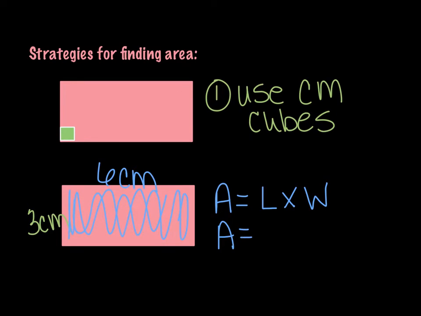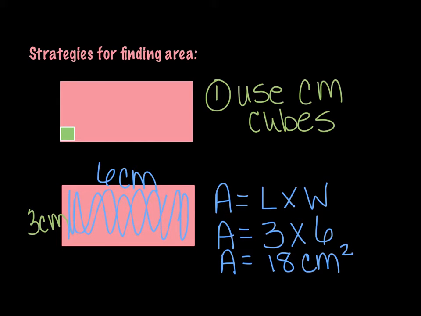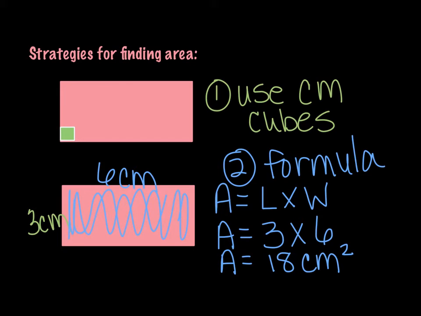So area for this rectangle would be 3 times 6, and my area is now 18 centimeters, and then we square that. That's how we write our answer for area. So 18 centimeters squared. So I've come up with a formula to help you. You can use centimeter cubes. So this is our second method, which would be the formula. And then, of course, our first method was to use our centimeter cubes. Our second method is to use the formula.